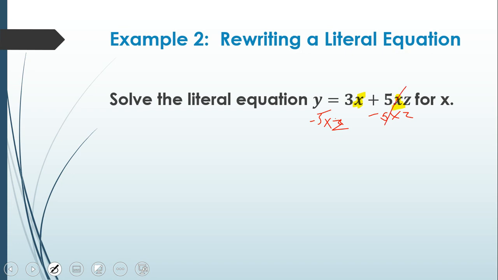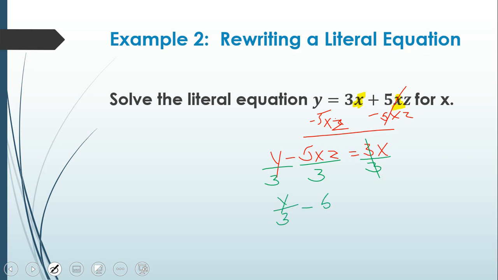So what am I left with? Well, that's going to cancel. Now I have y minus 5xz equals 3x. This is why I like that second method in terms of dividing here. Because now I'm going to divide by 3 to get x by itself. Divide by 3, divide by 3. Now I have y over 3 minus 5xz over 3 is equal to x.